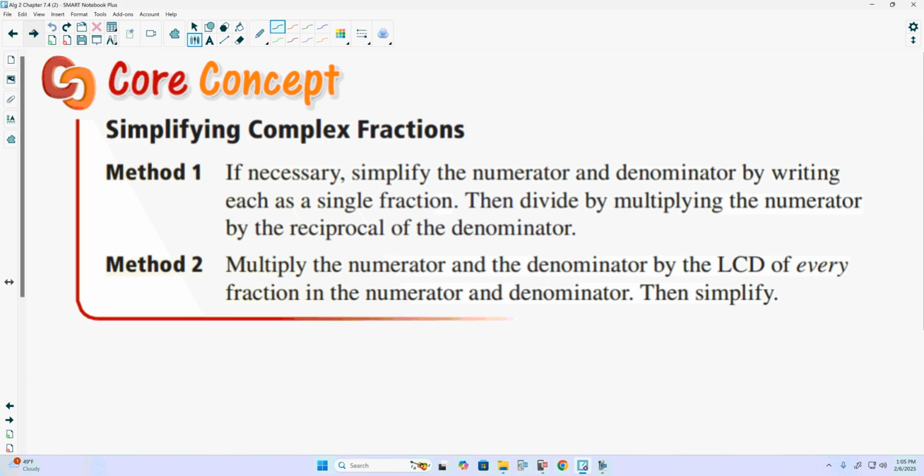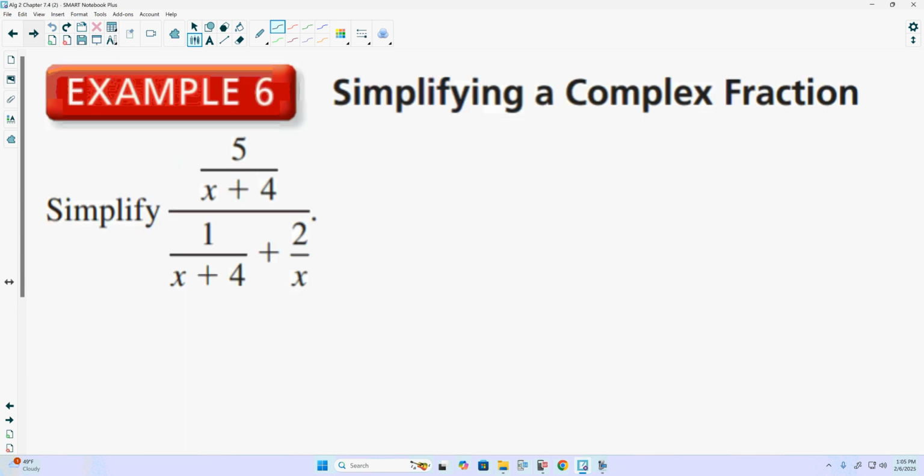All right, guys, so what we're looking at today is simplifying complex fractions. A complex fraction is a fraction in a fraction. Now, there's two main ways to simplify it. Fraction in a fraction, a complex fraction.